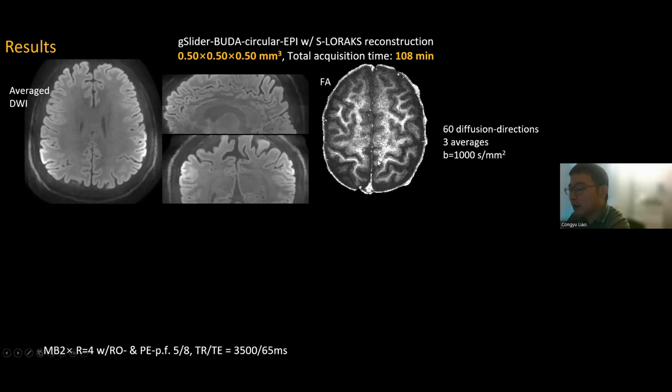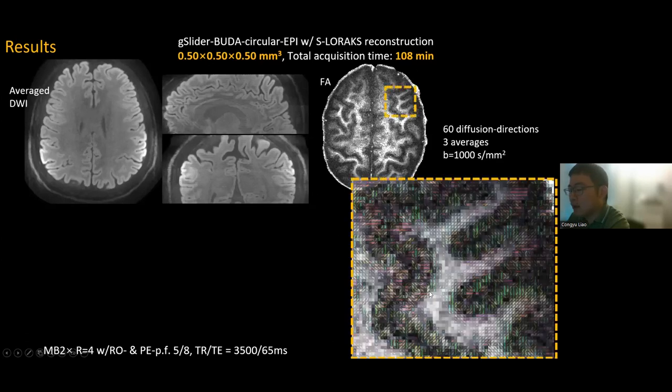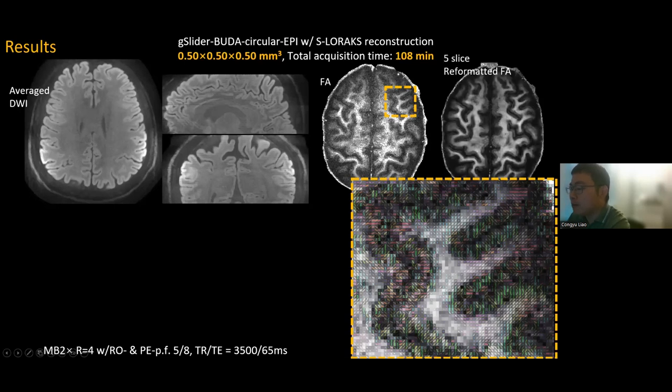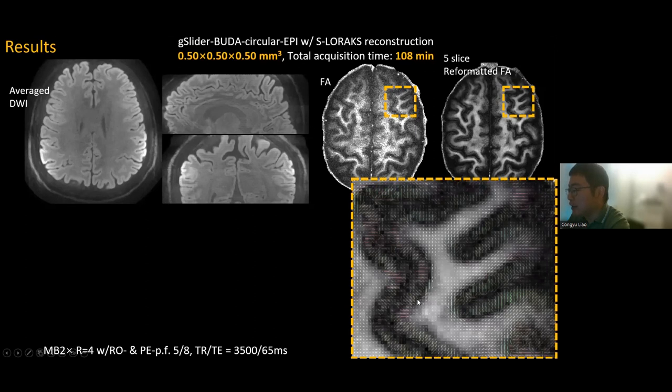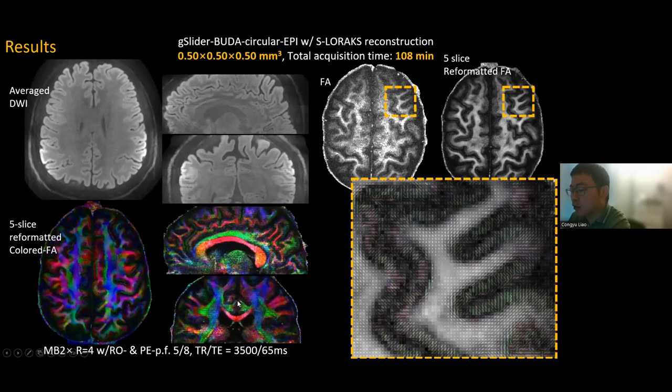Here is one slice of the FA map, and the zoom-in figure shows the high resolution capability of the 500 micron data. Because the FA map still looks noisy, we reformatted the FA map by averaging the adjacent five slices to get high SNR. The reformatted FA map shows high quality mesoscale cortical diffusion images, and the zoom-in figure shows the dark band of the gray-white boundary clearly. So the reformatted colored FA map in three orthogonal views is also shown here.